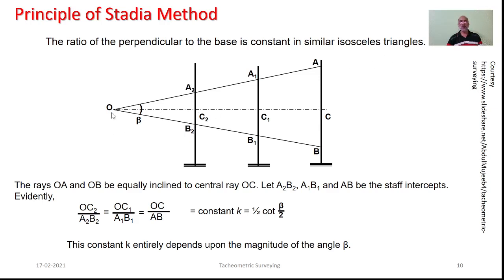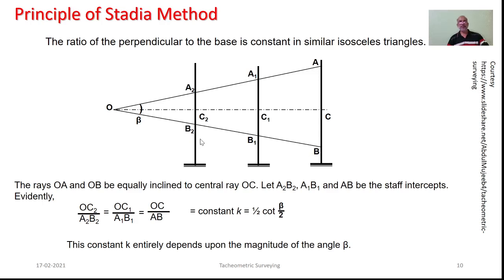So here this O is the optical center producing the rays OA and OB, which are equally inclined to the central ray OC. So this A2B2, A1B1 as well as AB are the staff intercepts placed at the various stations with respect to station O.